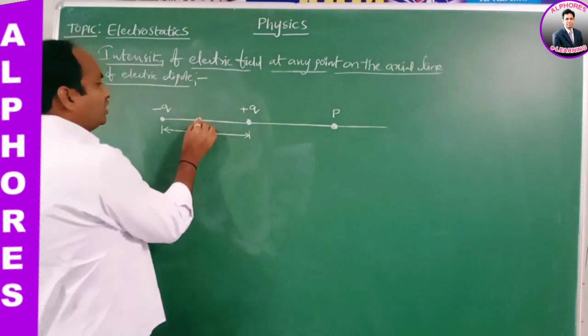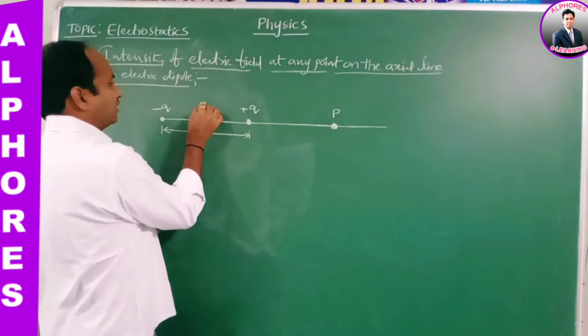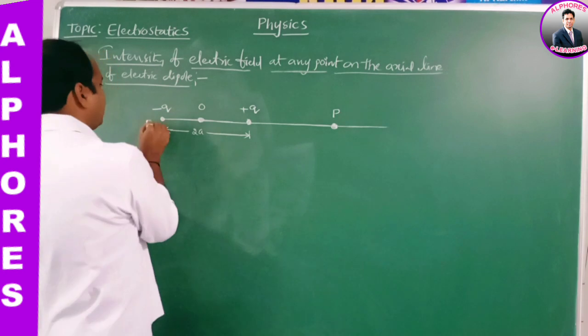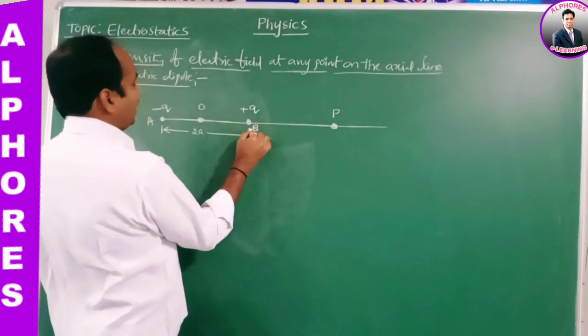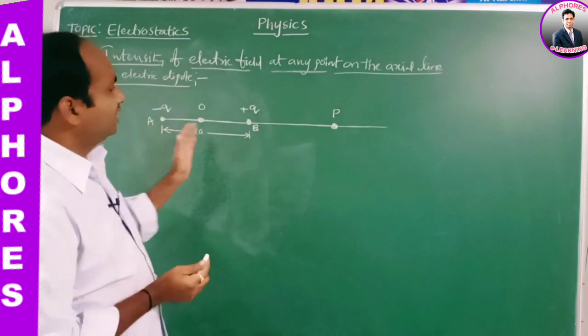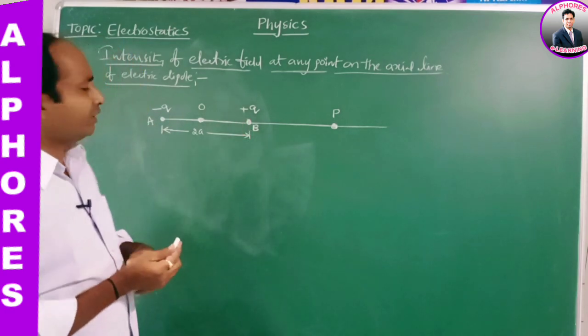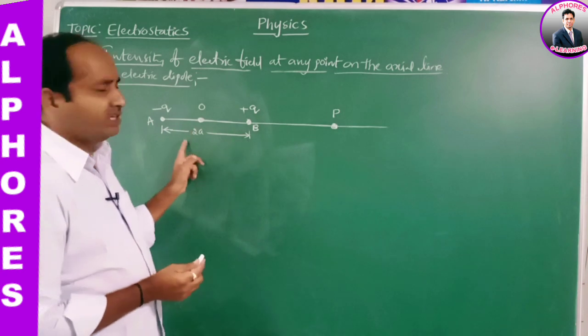Let us take O to be the center of the electric dipole. AB is an electric dipole. At A a negative charge is there, and at B a positive charge is kept. The distance between A and B is 2a.